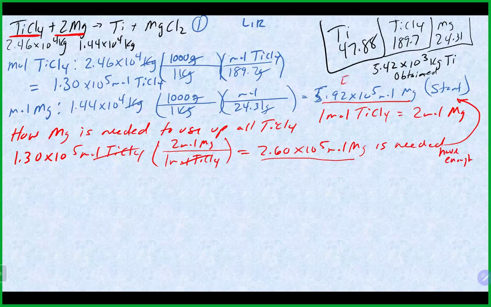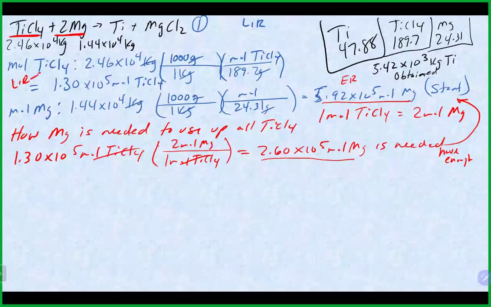So that means that the magnesium is the excess reagent. That would then mean that our TiCl4 is our limiting reagent. Any question on that calculation?